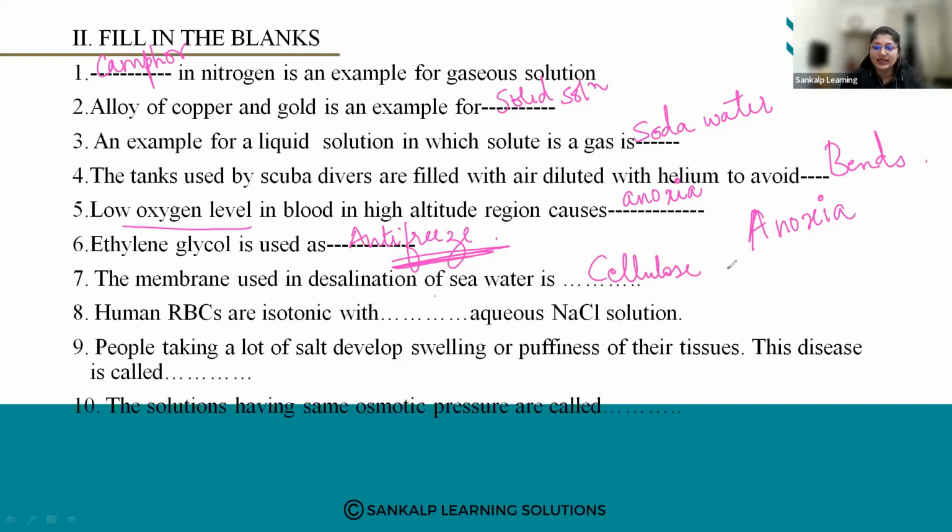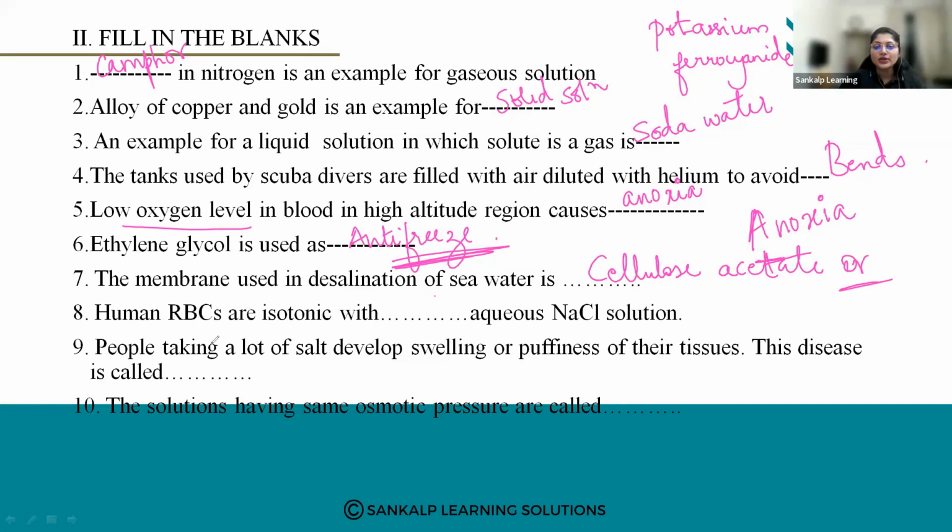Okay, it is made up of cellulose acetate, or there is one more you can write down: potassium ferrocyanide. Okay, so these are the semi-permeable membrane materials. It is made up of cellulose acetate, or it can be made up of potassium ferrocyanide.